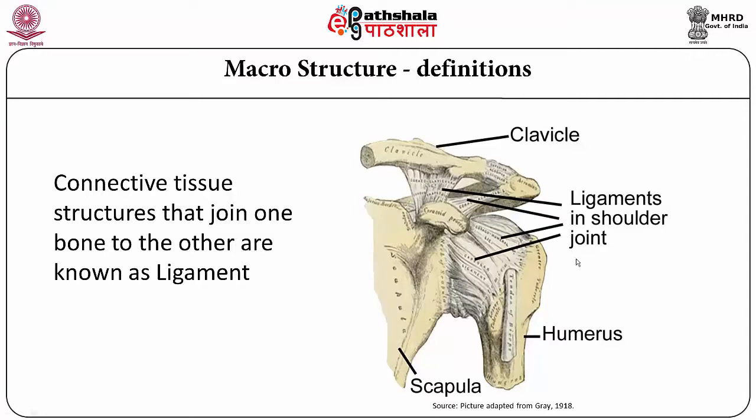You can see here some of the ligaments in the shoulder joint, like the clavicle attaching with the scapula and the humerus attaching to the scapula. All these ligaments cover the portion of the joint and make movements possible along with the weight bearing.